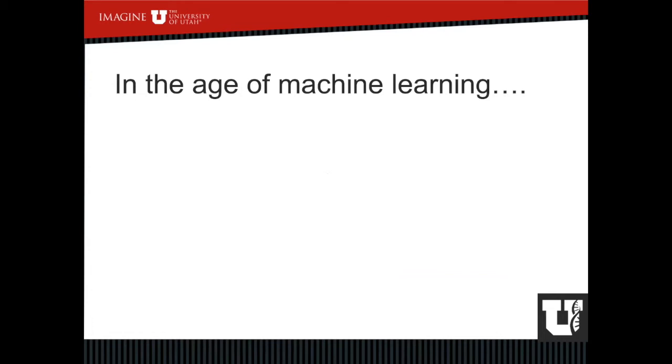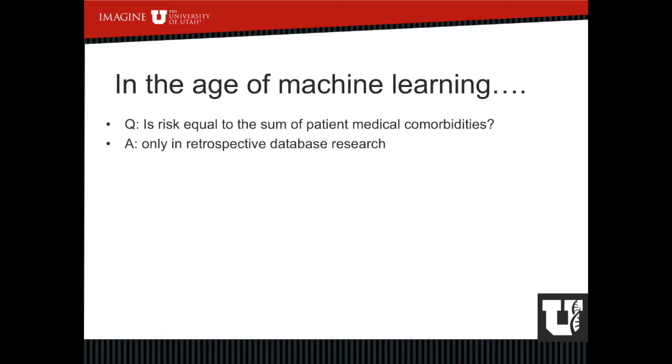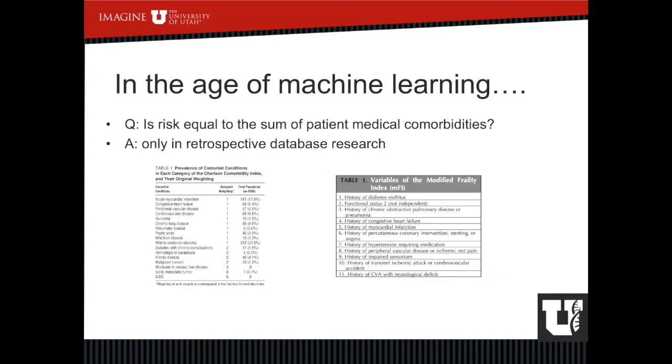So the question really becomes, in the age of machine learning and big data that we have, is the risk of a patient having an adverse outcome or the likelihood of a good outcome really equal to the sum of patient medical comorbidities, which is what we are often using now for risk stratification? And the answer is, only in retrospective database research is that the case.